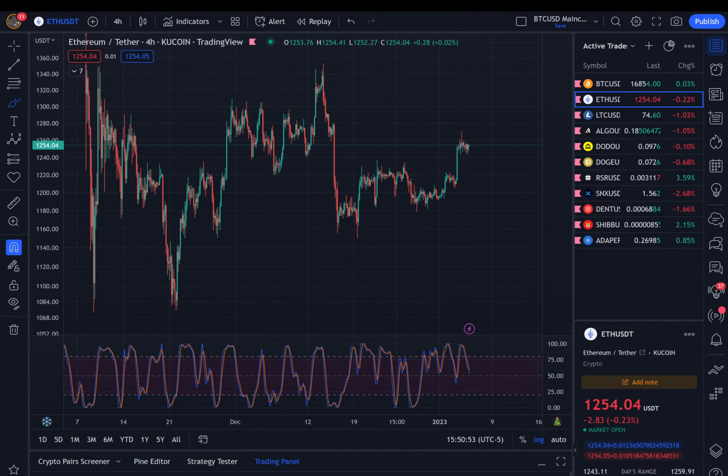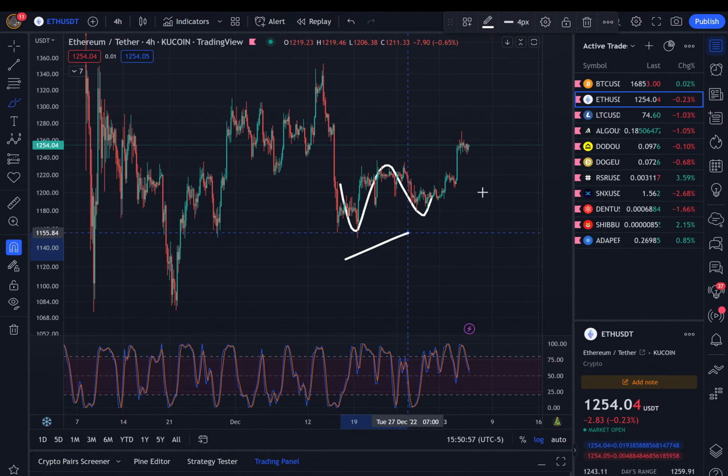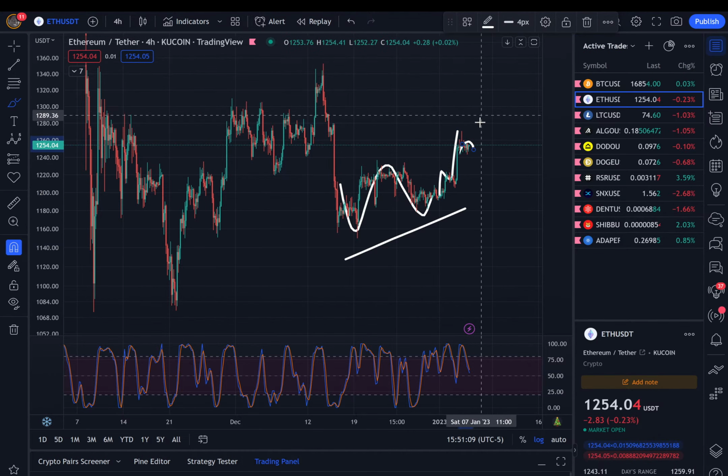Okay, same thing here with Ethereum, except it is a slanted double bottom, which shows quite a lot of bullishness. And you're seeing basically an impulse, right? It's a trend, consolidation, trend, consolidation. Expect more trend.